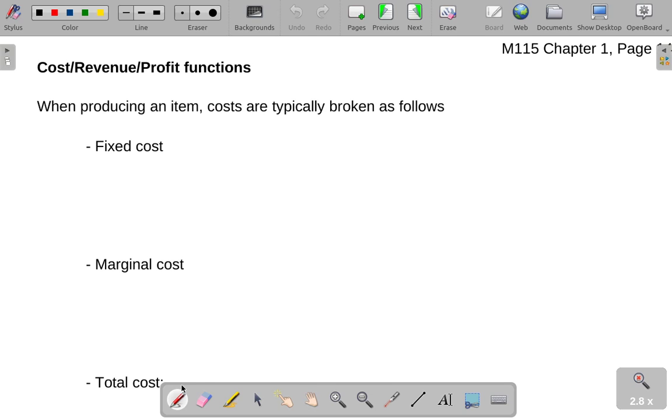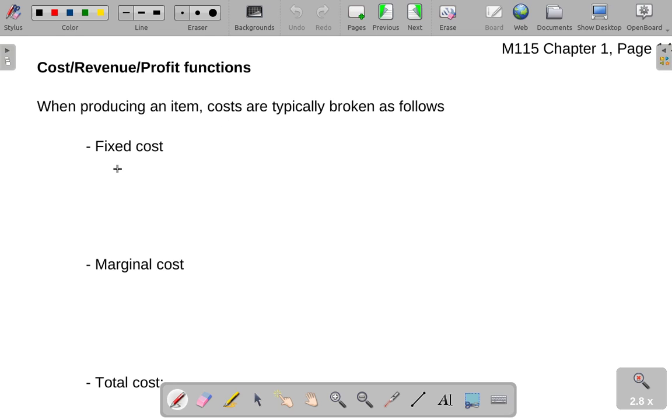All right, the first type of function that we're really going to be dealing with, the main type of function that we're going to be dealing with in this class, frankly, is cost, revenue, and profit functions. Because when you're talking about trying to start a business, these are the sorts of things you want to pay attention to. And so when you're producing items, we're going to first look at the various costs that you can have.